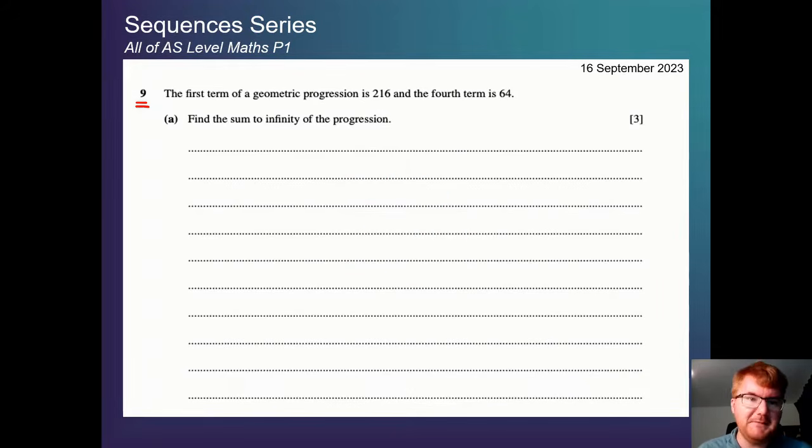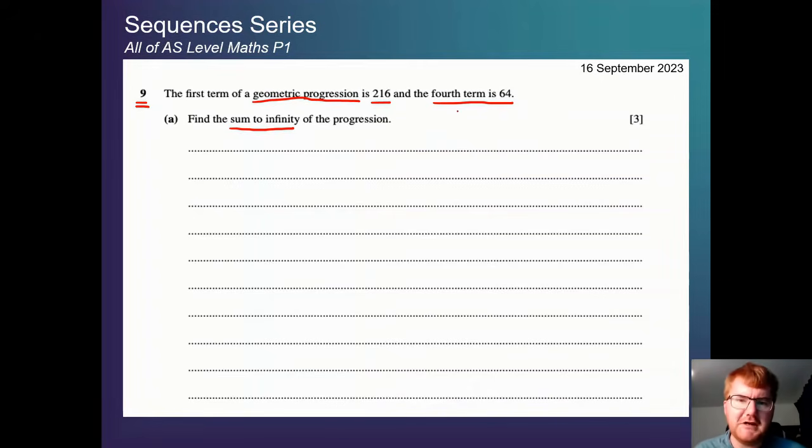So the first term of a geometric progression, I'm underlining this every single time I see this, is 216, and the fourth term is equal to 64. And from this, we need to find this, and we've seen this before in the video, sum to infinity. Now let's just go through some sort of fundamentals here.